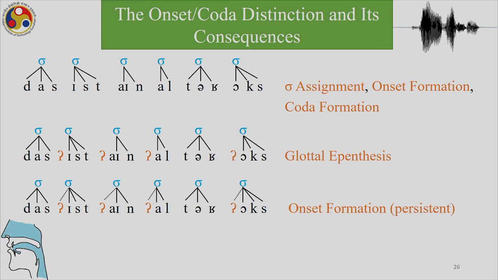So now we see the three steps that we first discussed. If we take the German example das ist ein alter Ochs, we have all these six syllables, and we have syllable assignment first, then onset formation, coda formation, and then glottal epenthesis. As a result, we see that this language is trying to maintain the syllable boundaries between the word boundaries. If it is a different word, we have glottal epenthesis, but if it's the same word, of course, we don't have glottal epenthesis.